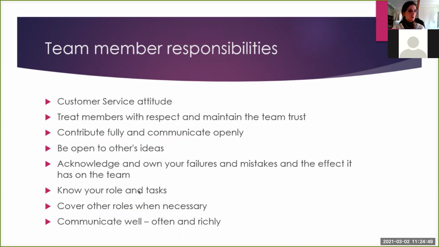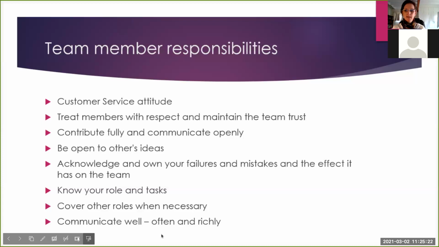Right, you need to know your role and your tasks. As a team member, you need to know what it is that you have to do. And you need to be prepared or open to cover other roles where necessary. So you cover for your team. The main thing is the communication. It needs to be communicate well, communicate often, rich communication, sufficient communication. So everybody understands what you're doing and if there's any problems. So to be a good team member, these are kind of your responsibilities, apart from even just doing your tasks.